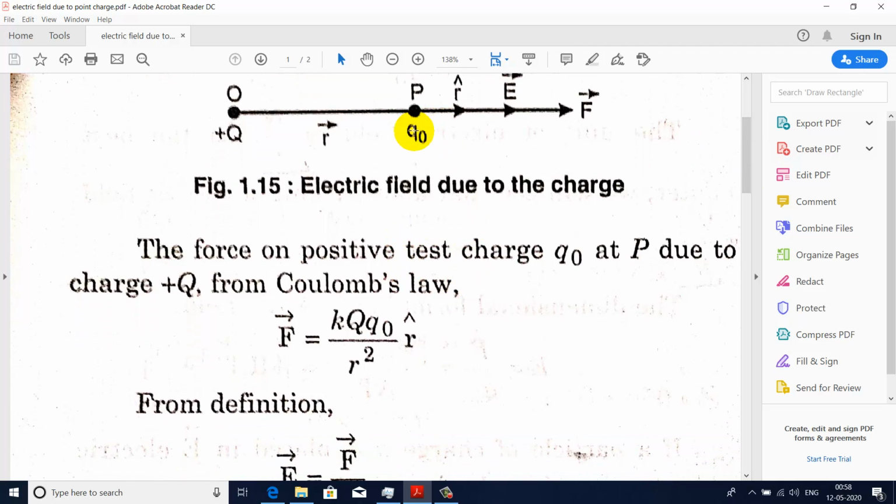The force on this positive test charge Q0 at P due to this charge plus Q will be F equals K Q Q0 upon r square, r cap. Here the test charge that we take is always positive. You remember, for measuring electric field the test charge is always a positive charge. Here we took plus Q charge, so there will be a force of repulsion. So the direction of force on this charge will be towards the right, towards this r cap. That's why we use the r cap direction here.